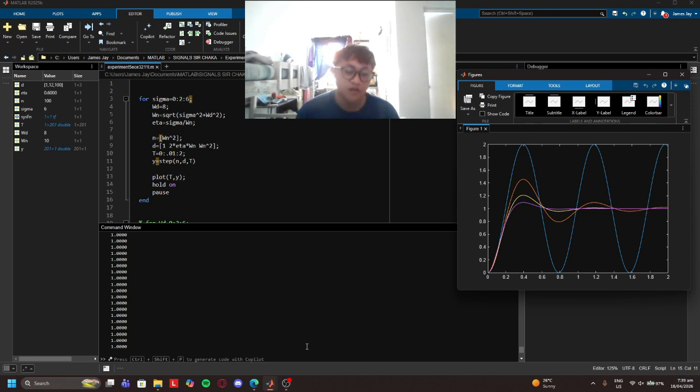Now for the challenges. One of the main difficulties I encountered was understanding how each parameter, especially damping ratio and damped frequency, individually affects the shape of the step response.